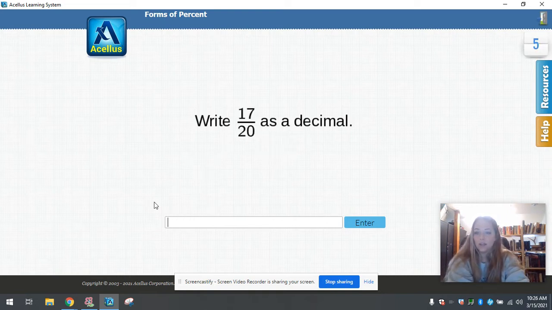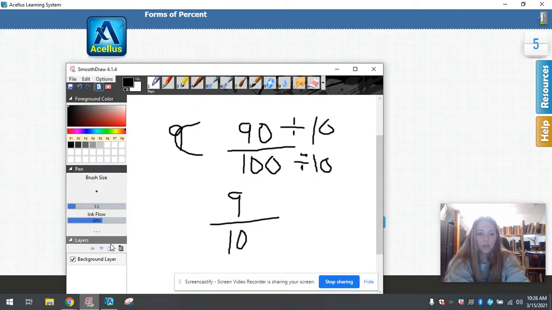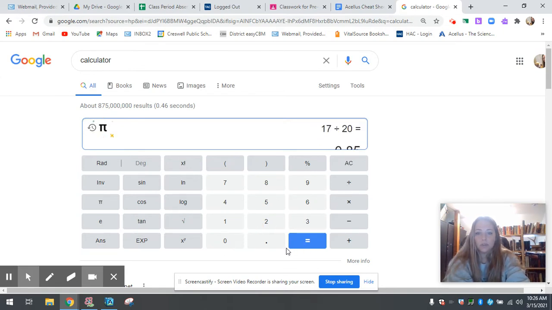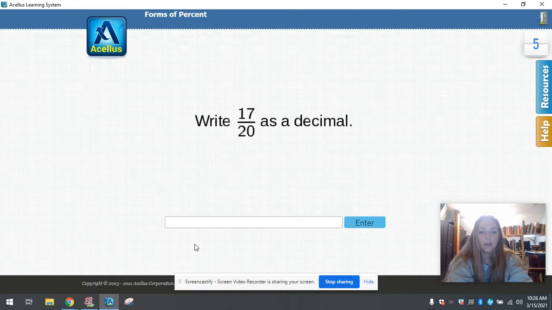Write 17 out of 20 as a decimal. Same thing. Plug it into a calculator. 17 divided by 20 equals 0.85.